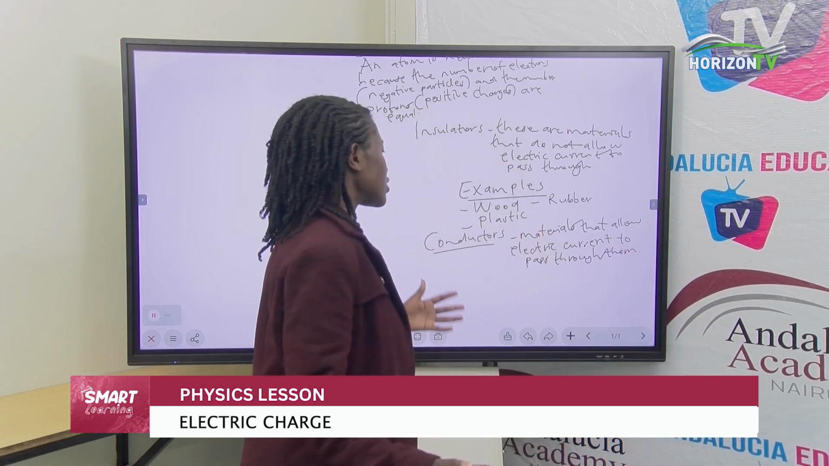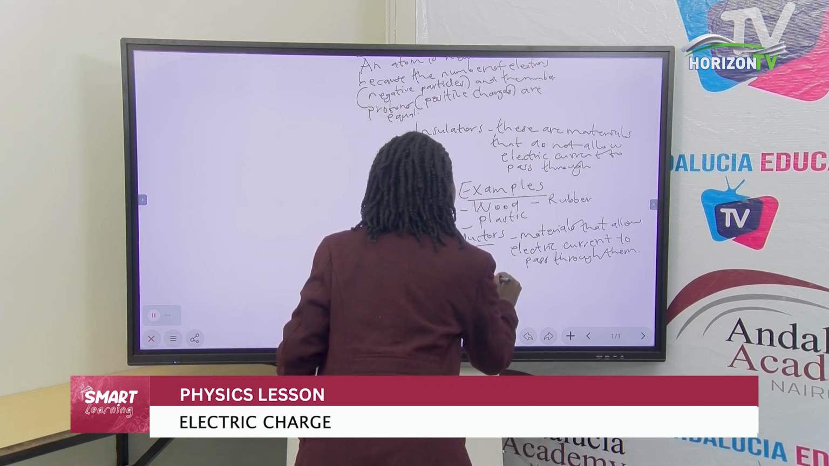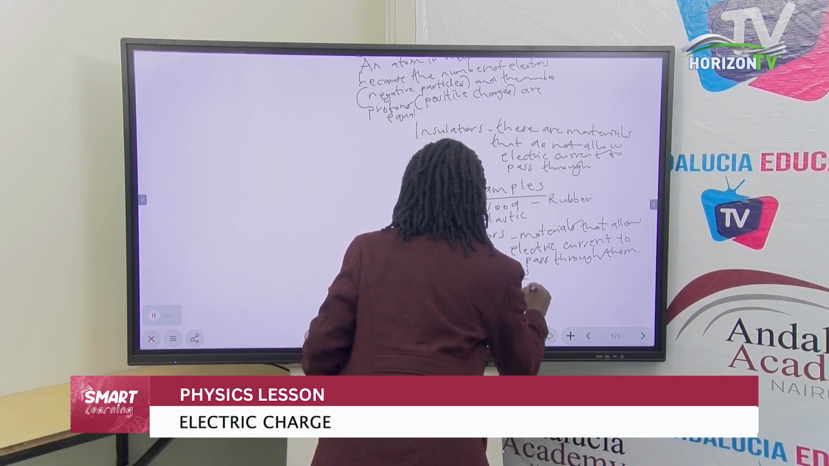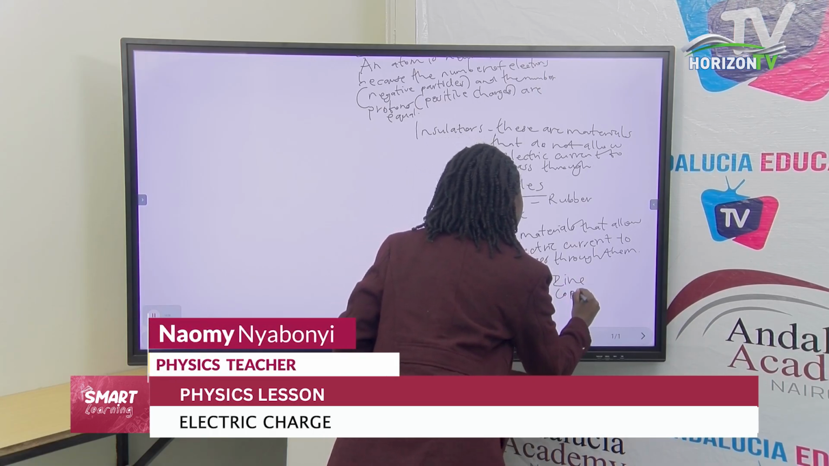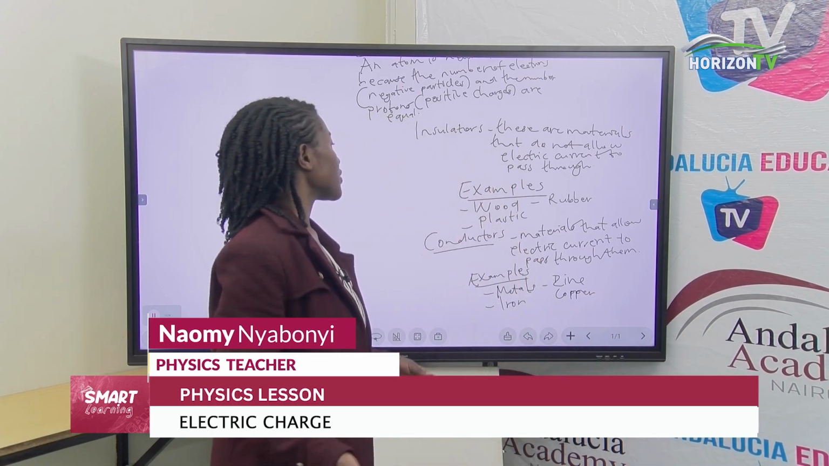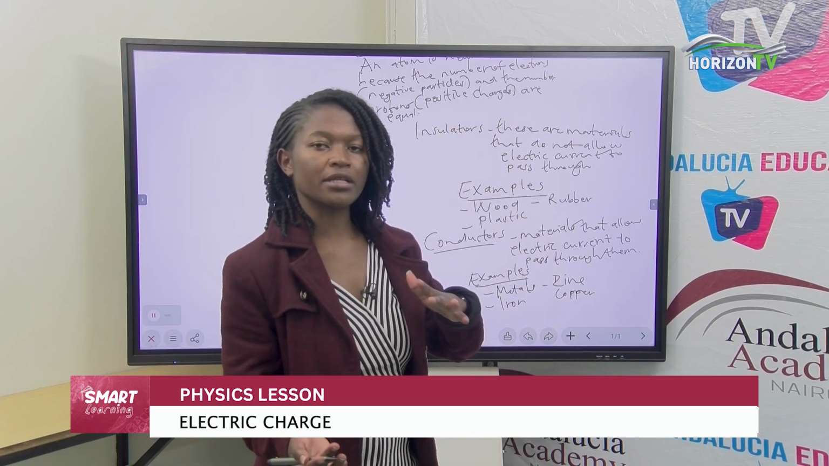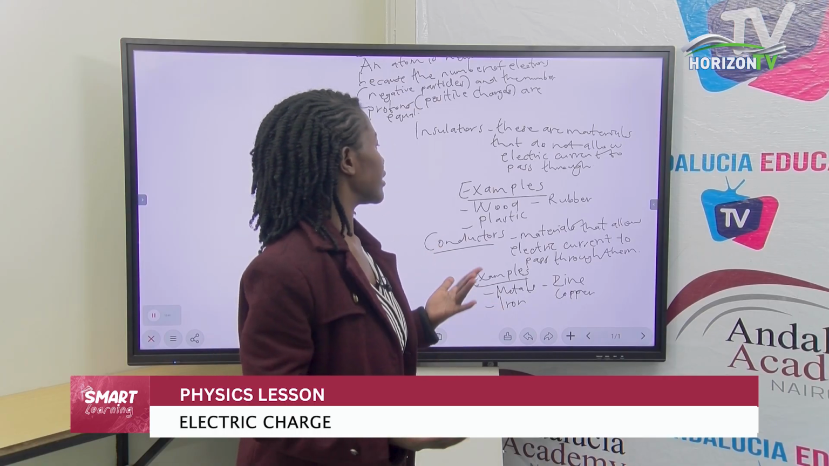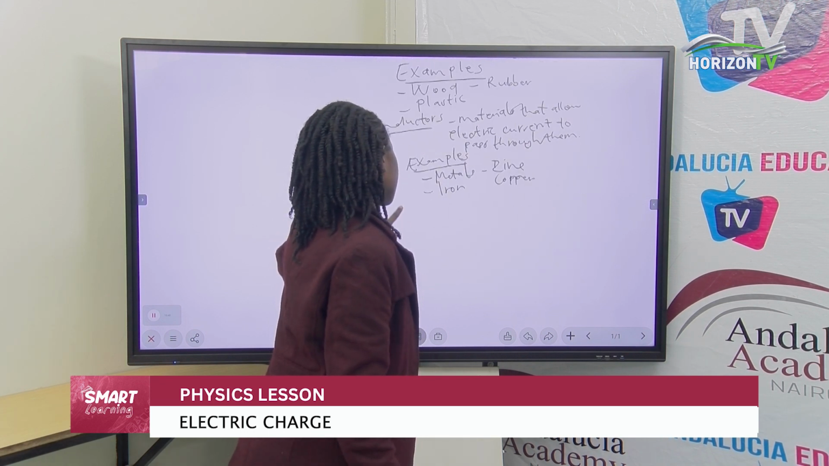Now, most of the time conductors are metals. Most metals are conductors, and we also have others like zinc, copper, and iron. We have so many of them; we just name a few. Sometimes they can give you a very simple experiment to test whether you understand what insulators and conductors are, and what follows when they are connected in a circuit.